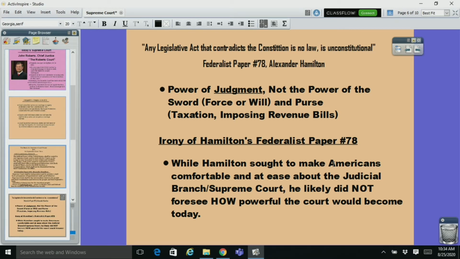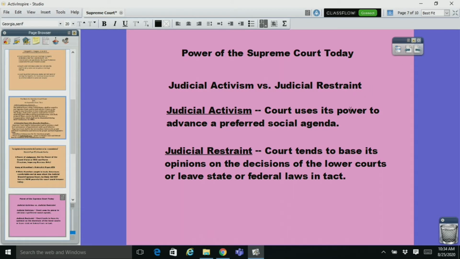And today that's what it is. It's the body that can really set national policy, hearing cases that deal with interpreting the Constitution, with cases dealing with federal law. So that's one of the ironies that we see. The power of the Supreme Court today.